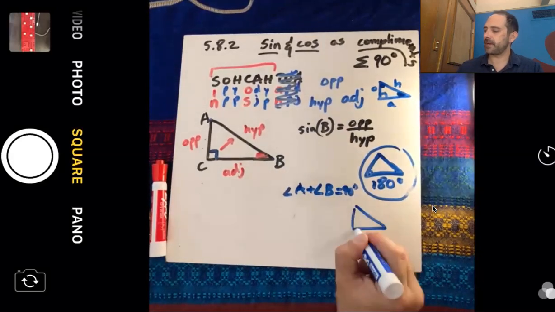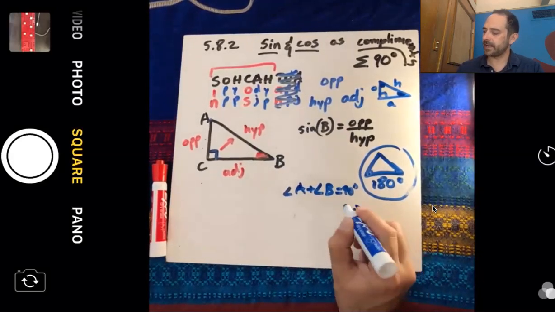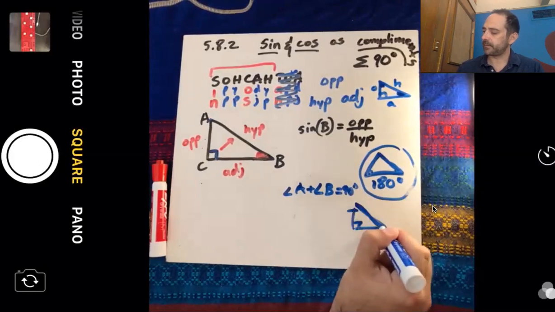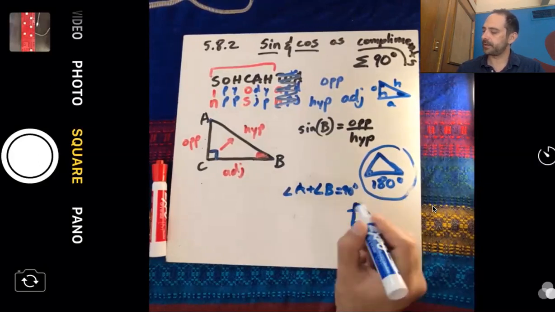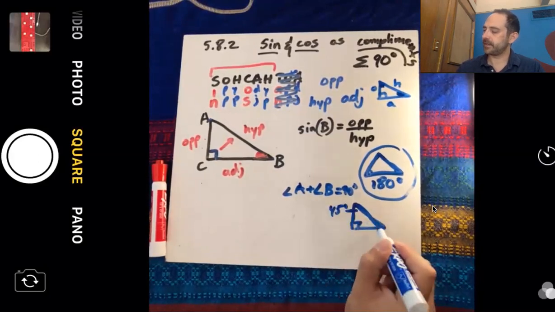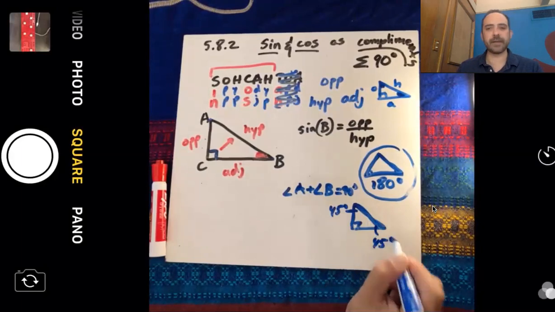So if I had a right triangle here, we'll make it a real obvious one. This one's 45, this one's 90. What's this one going to be? 45. It has to be 45, right?